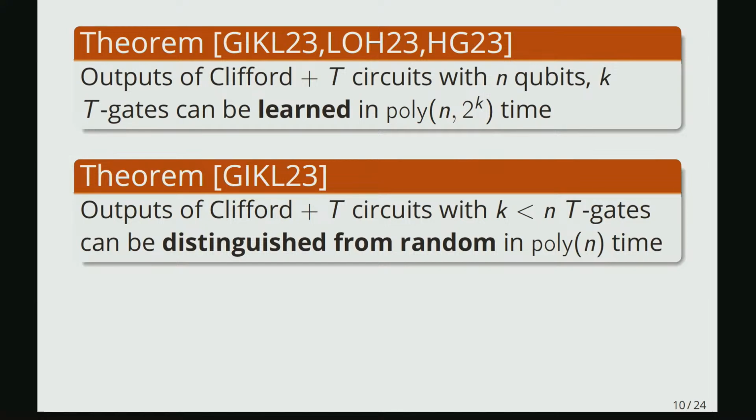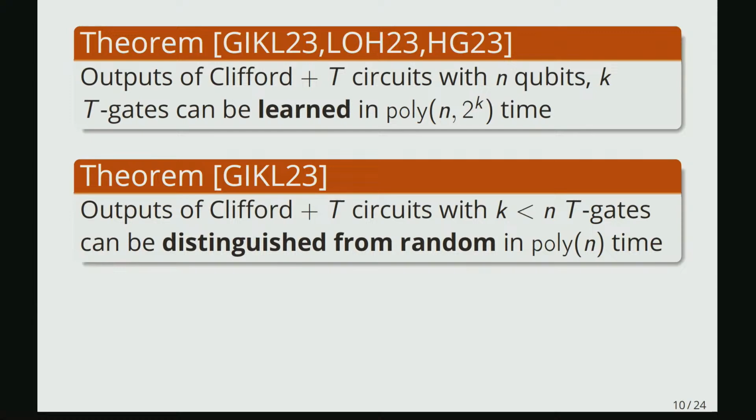Or another way of saying this is that if you have a state that is output by a Clifford+T circuit with strictly less than n T gates, then states of that form cannot form cryptographically secure pseudorandom ensembles.